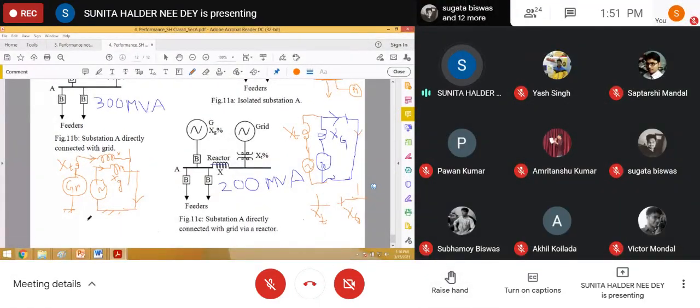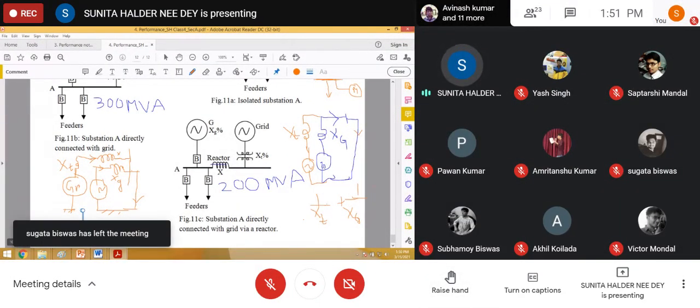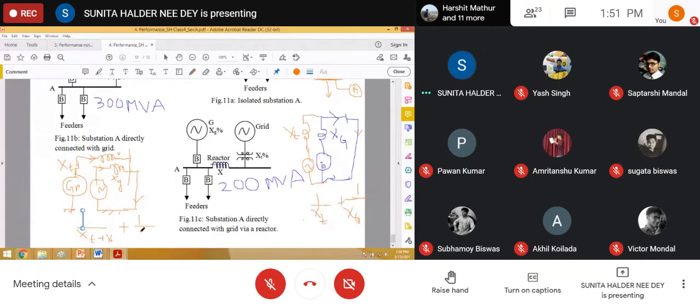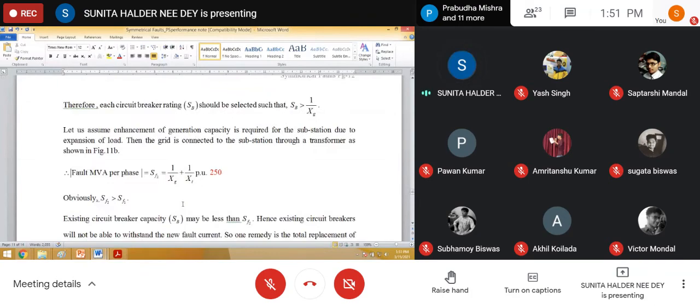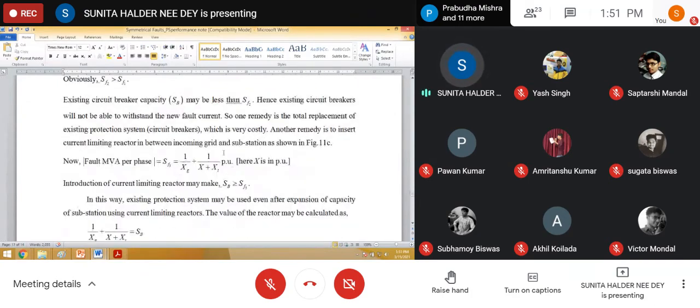So obviously in that case, the current will be 1 by xt plus x, plus 1 by xg. Right? Now this x may bring down that 250 to 200, 230. So that is the thing. So in that case, this will be the fault MVA that I have discussed.